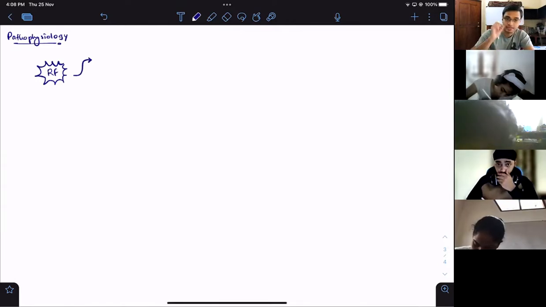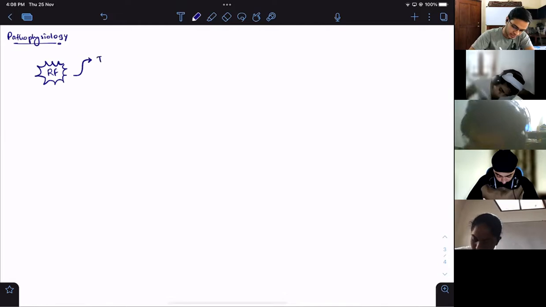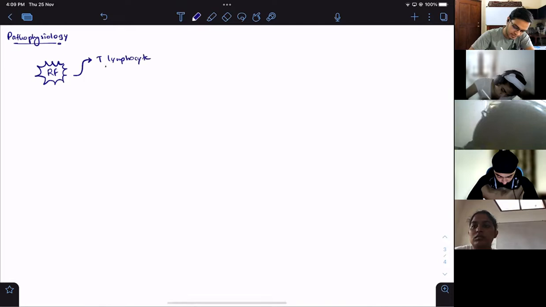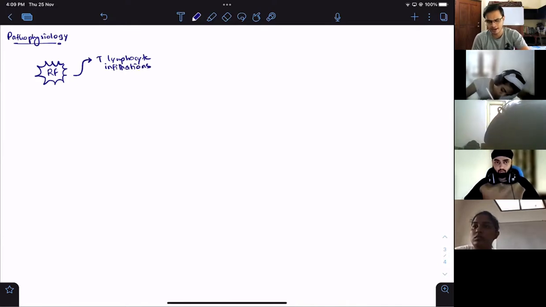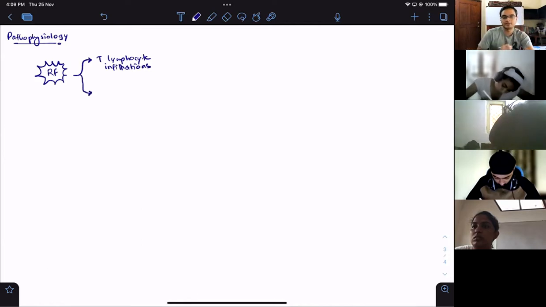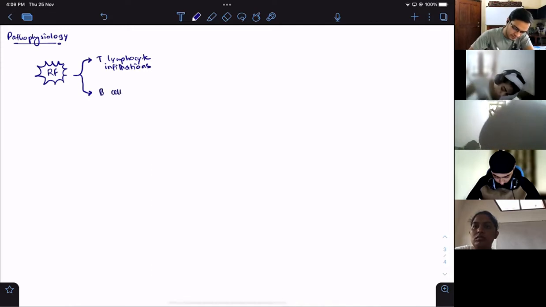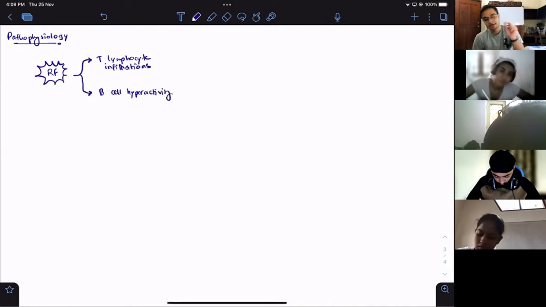One is lymphocytes, specifically T lymphocytes, guys. T lymphocyte infiltrations will be there. Don't worry, I will teach what this is, how this is happening, what is going on. The other one I want you all to know, because of these risk factors and the damage coming in, there is going to be B cell hyperactivity. T lymphocyte infiltrations, B lymphocyte hyperactivity.